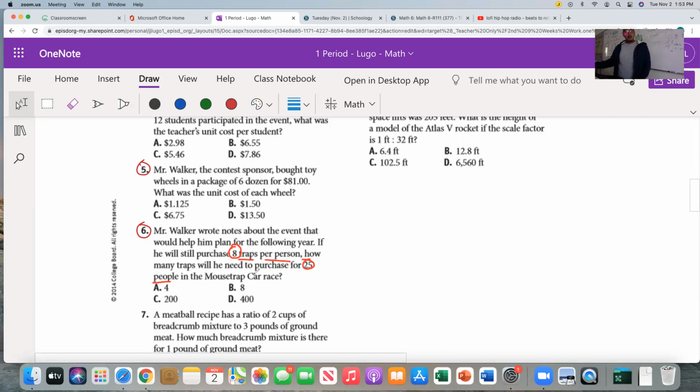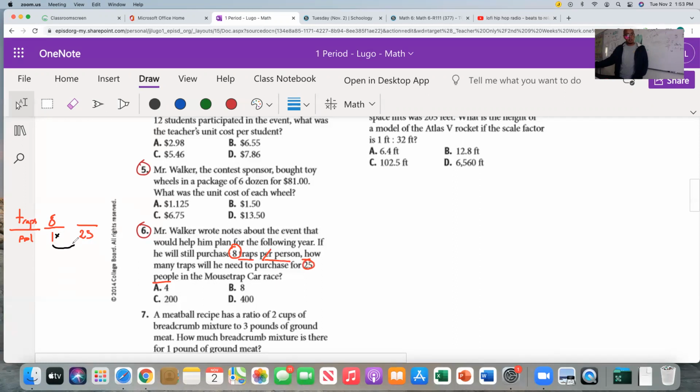Okay. Again, what are the two things that we're comparing? I can see that it's traps and people. So I'm going to do traps and people. However, how many traps and how many people are given to me? Now, a lot of people are putting 8 over 25. However, ladies and gentlemen, that's not what it's saying here. It's traps per person. In other words, 8 traps for one person. The question is asking how many traps will there be for 25 people? So in this case, I'm given the unit rate, 8 for one person, and I'm going to use that unit rate to find how many traps I need for 25 people.